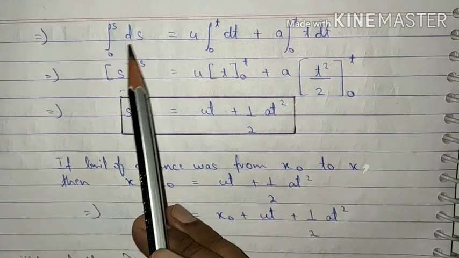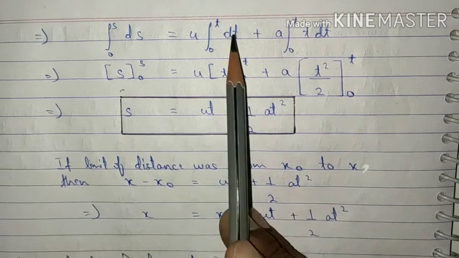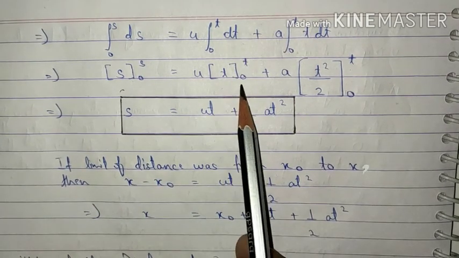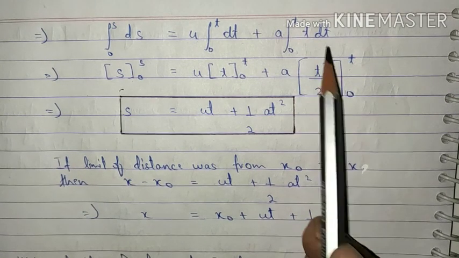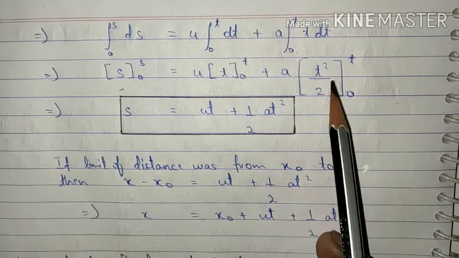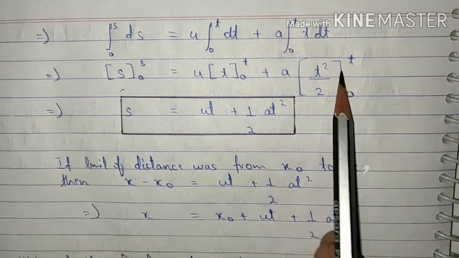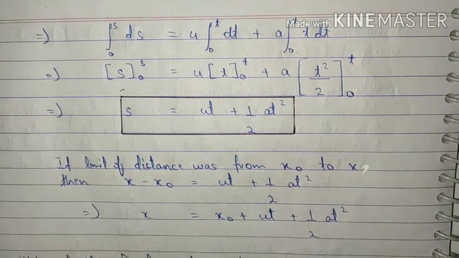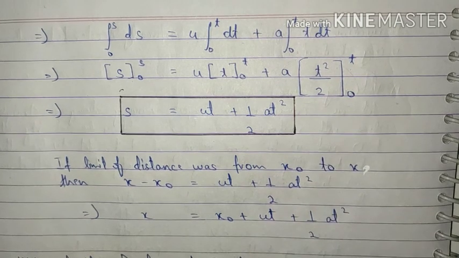On integrating ds, we get s within the limits 0 to s. Integration of dt gives us t from limit 0 to t, and integration of t dt gives us t square upon 2 within the limit 0 to t. We have found this out by applying the formula of integration, that is x raised to the power n plus 1 upon n plus 1.